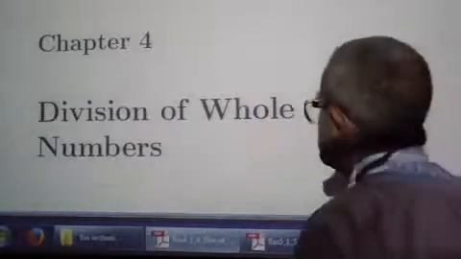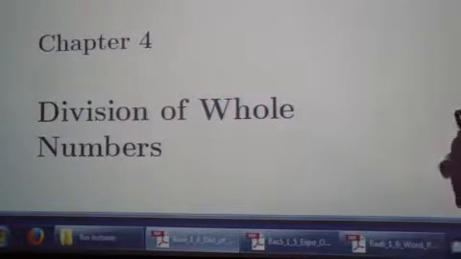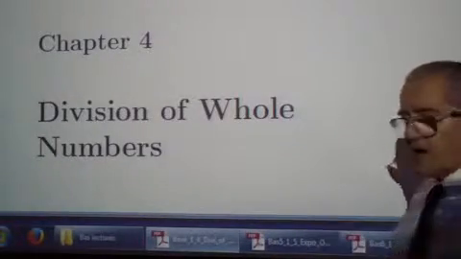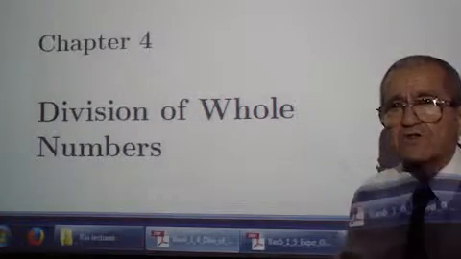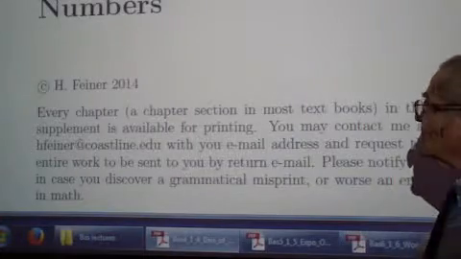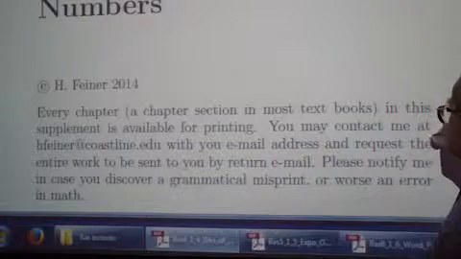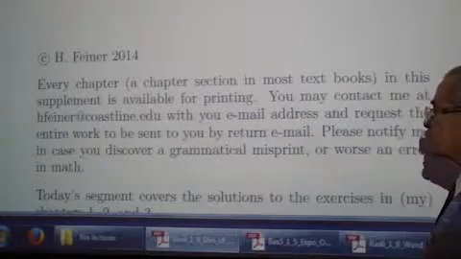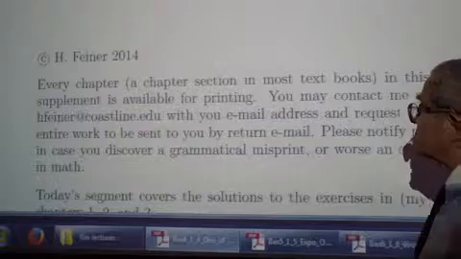We continue with chapter 4 in my book, which is really division of whole numbers, section 1.4 in your textbook. Every chapter is a section in somebody's book, specifically arts. That's what I built it on.